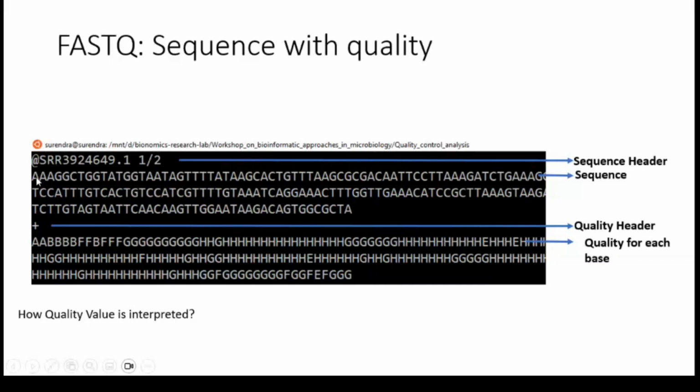So suppose this is A and this is A. This is not the base here, it is representing the quality of that particular base, the A base. Right. Is it clear to you, this FASTQ and then the workflow? Yes, sir. Great.